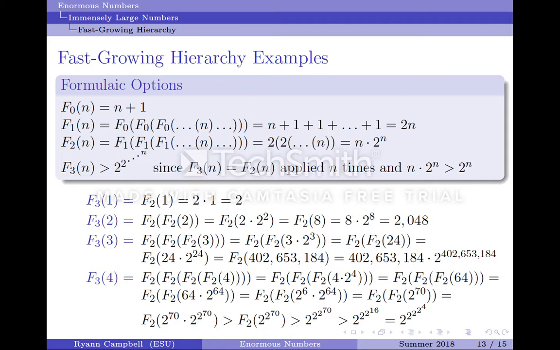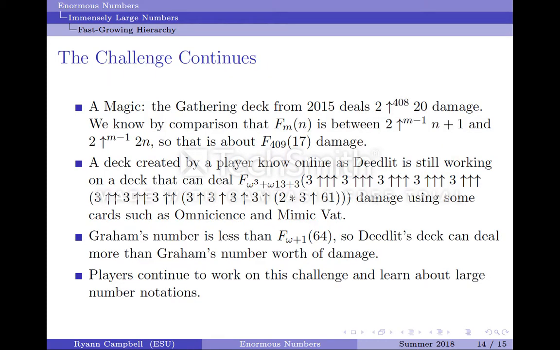So if we go back to our formulaic options, F0, F1, and F2 were very simple, but F3 does not have a very simple formula, so we end up just saying that it's greater than n 2s in a power tower with the power of n. So the challenge of Magic the Gathering continues.